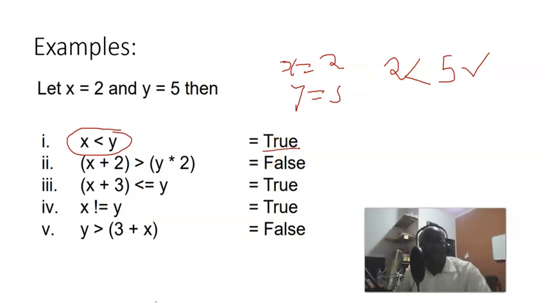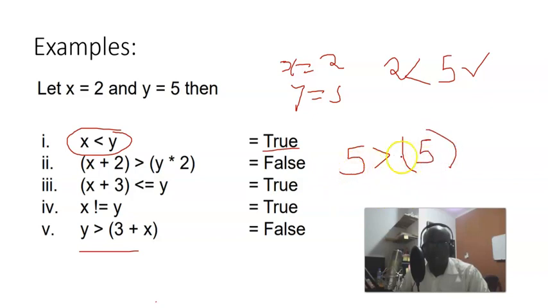Okay, so you can work out these expressions. Let me pick the last one here just for an additional example. Y is 5, so I'll put 5 where there's y. Here it says 5 is greater than, in the brackets, 3 plus x. X is 2, so this is 3 plus 2, which is 5. Now, is it true that 5 is greater than 5? No, this is false.